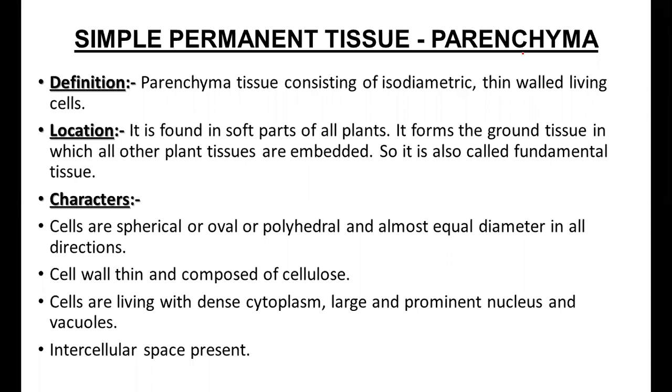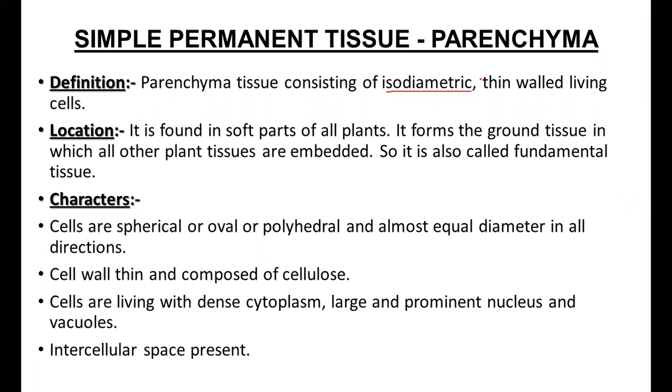Now today we start from the first type of permanent tissue, that is parenchyma. By definition, parenchyma tissue consists of isodiametric, thin-walled, living cells. As you know, parenchyma is a permanent tissue, and permanent tissue comes from the meristem tissue. So permanent tissue, or basically parenchyma, are living cells.